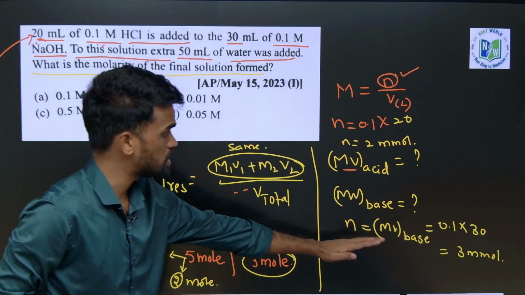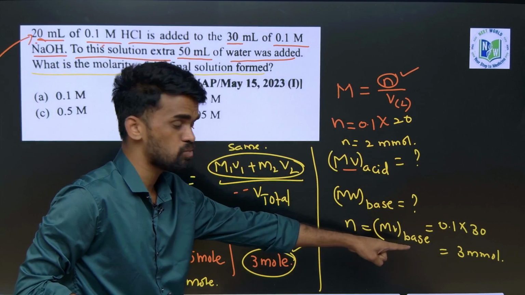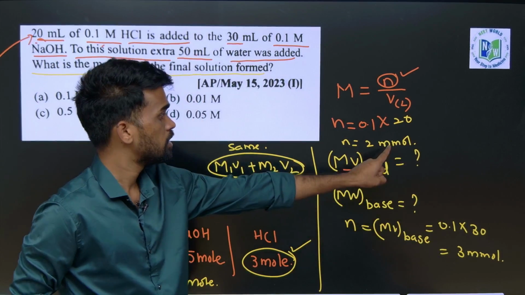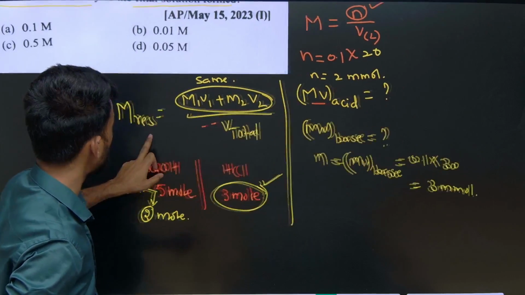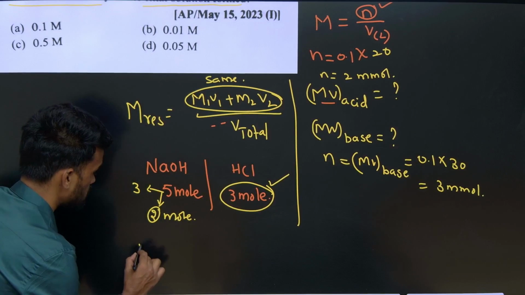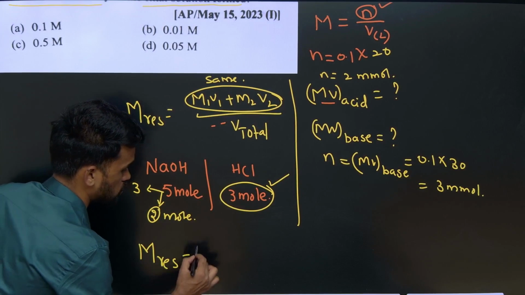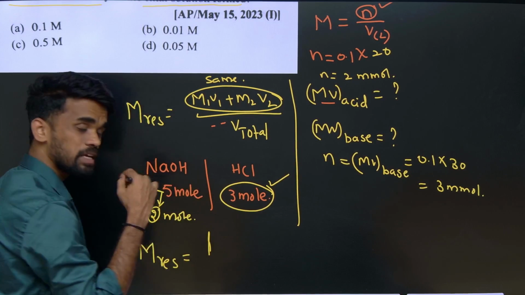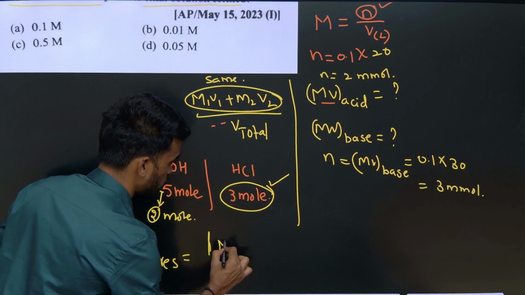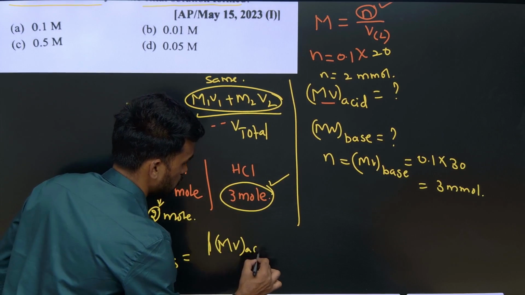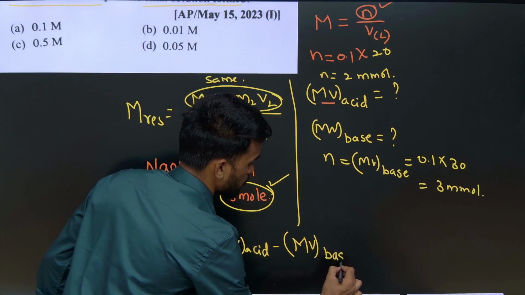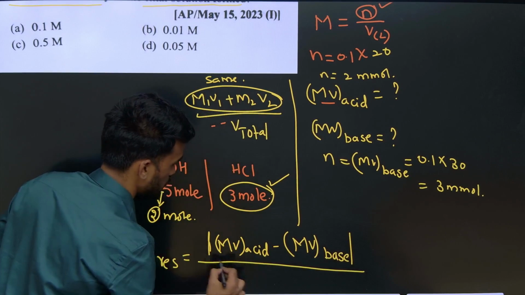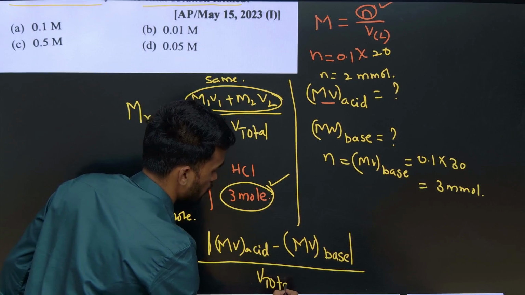Okay, so now tell me which quantity is more. The base is more, right? Because it is 3 millimole, and the acid is only 2 millimole. So in this case, the formula we need to use is M resultant equals, you can keep mod, that's it. So MV of acid minus MV of base, divided by V total you have to consider.